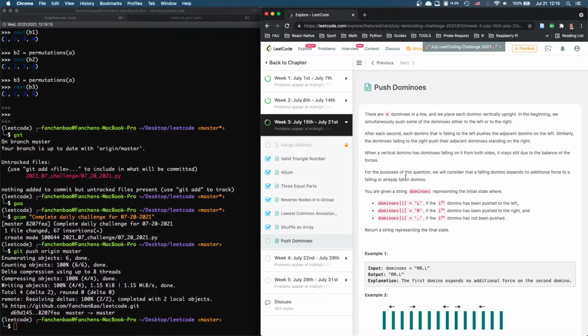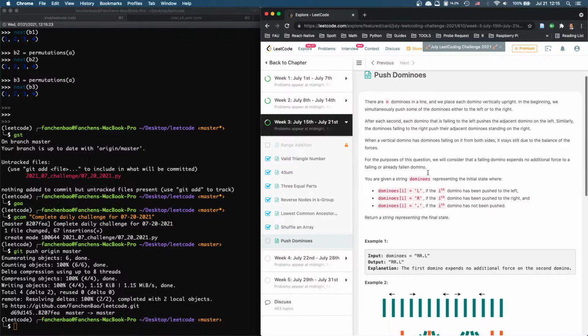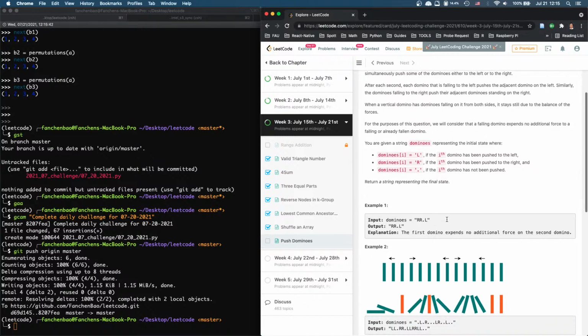Okay. For the purpose of this question, we'll consider that a falling domino expends no additional force to a falling or already fallen dominoes. We're given a string dominoes representing the initial state where domino i is the ith domino. L has been pushed to the left. R will be pushed to the right, and dot has not been pushed. Return a string representing the final state.